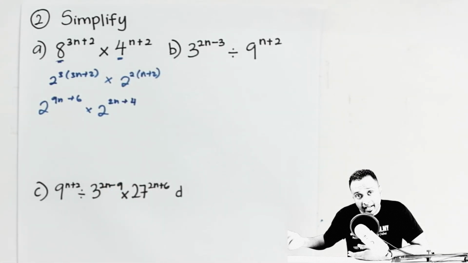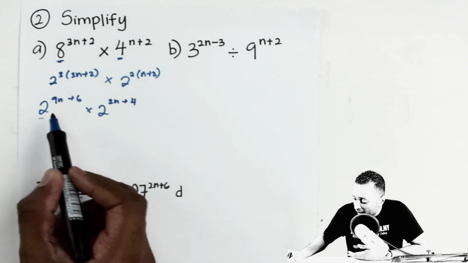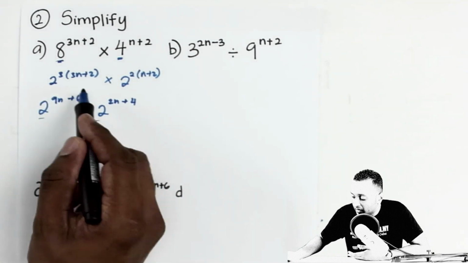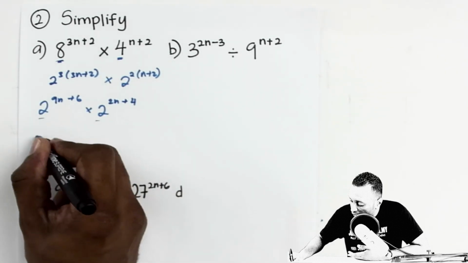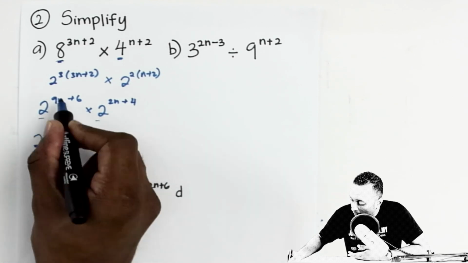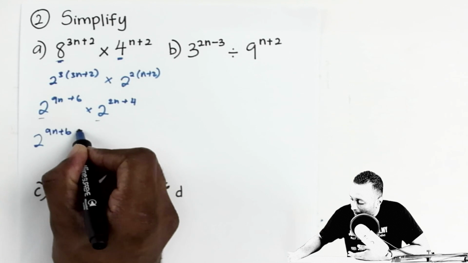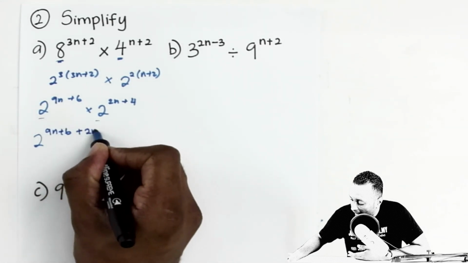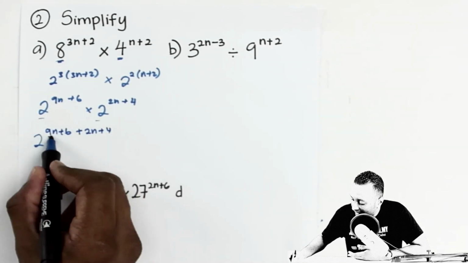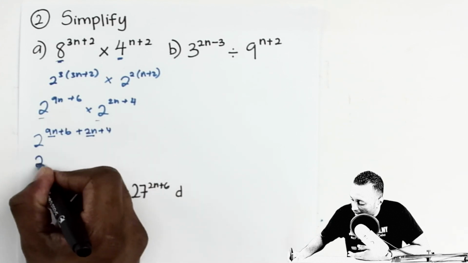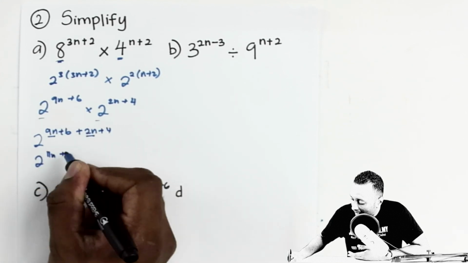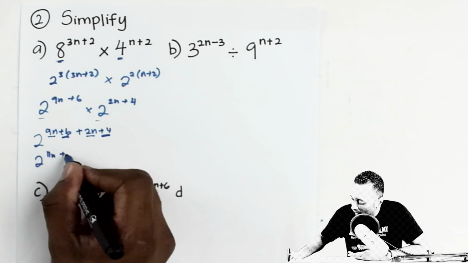That's what we get. Okay, next up, what we need to do? So it's 2 and 2, same base. Now, can you simplify the power? Can. That's what we need to do. So we write here 2. The power here is 9n plus 6. Multiply means we need to plus with these numbers, 2n plus 4. So when you simplify, 9 plus 2 is 11. 2 to the power of 11n plus 6 plus 4 is 10.